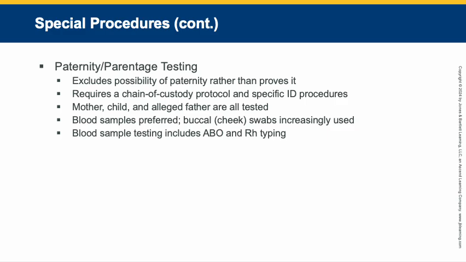Okay, so they used to use blood every time, and they now can use that. Blood specimens are still the preferred testing, but now they use what they call buccal or cheek swabs, and this can also be done this way. Blood sample testing also includes ABO and RH testing if you're doing either paternity or maternity testing or both.